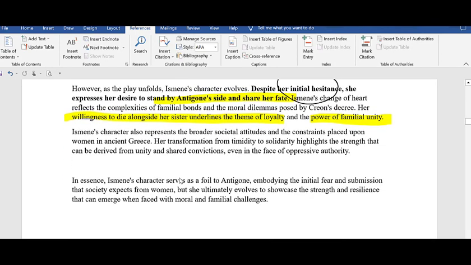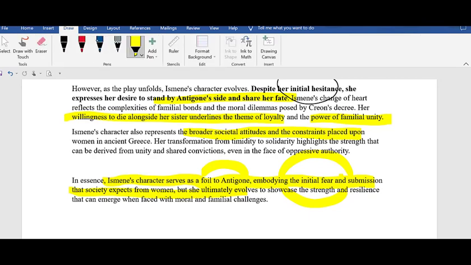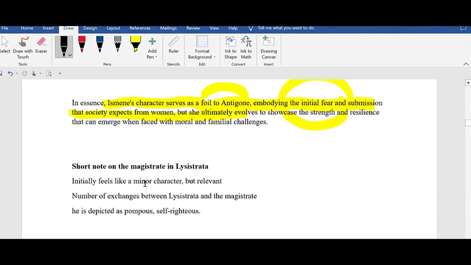So through Ishmael, later on, we also see the broader societal aspects and how society also behaves towards certain people and towards certain situations in life. So when you have to finally sum up this answer, you can talk about how Ishmael is a foil to Antigone. She is initially afraid to go against the king. She wants to submit, but towards the end, she wants to finally support Antigone in her decisions. So this is how you would answer this particular question.